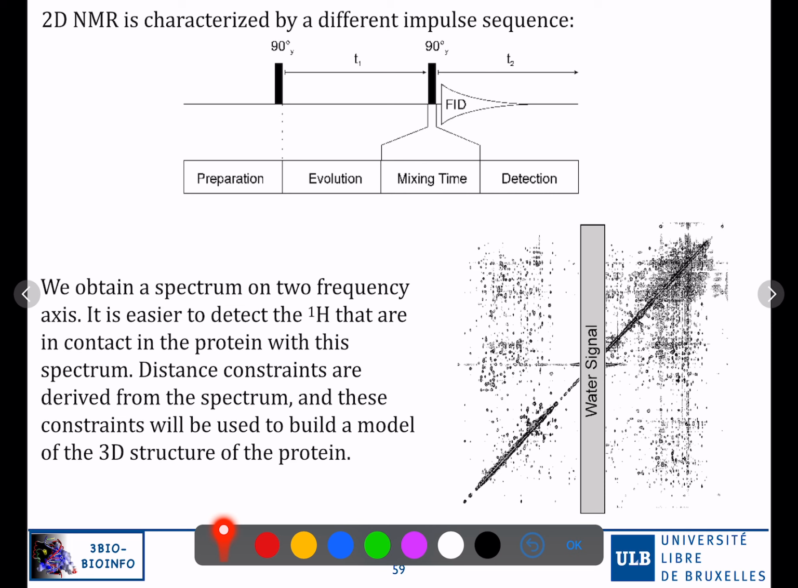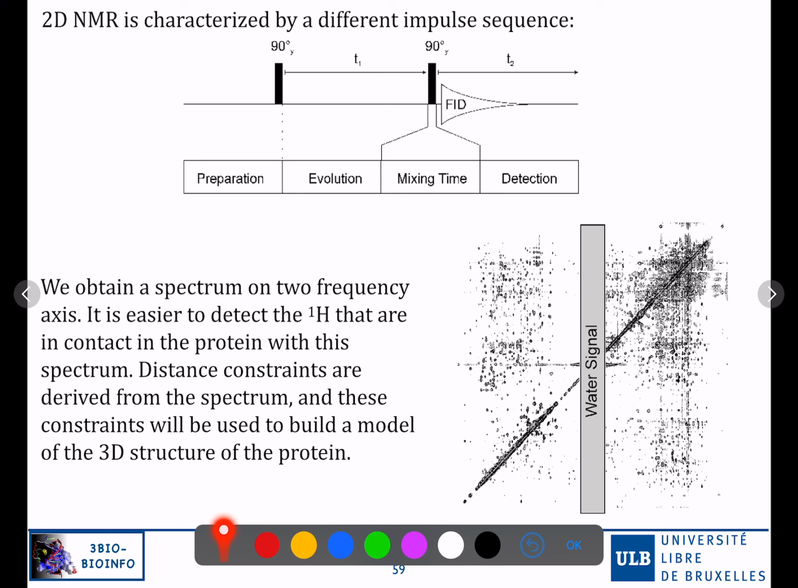And in general here, by using these types of approach, it will be easier to detect nucleus of hydrogen 1 that are in contact in protein. So these types of spectrum is easier to interpret for obtaining the 3D structure of proteins.